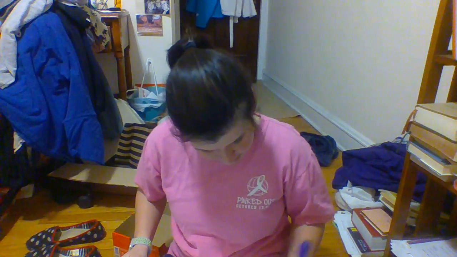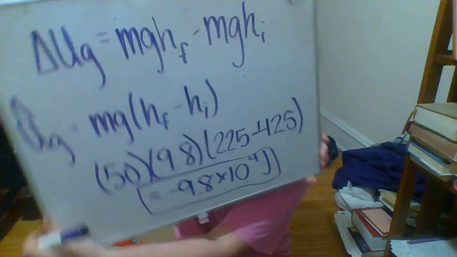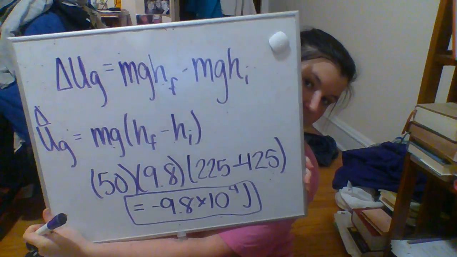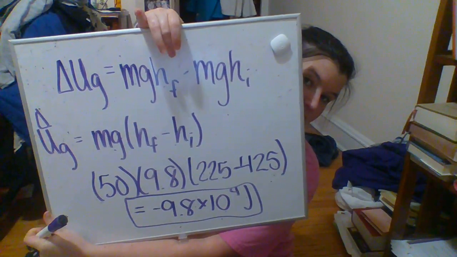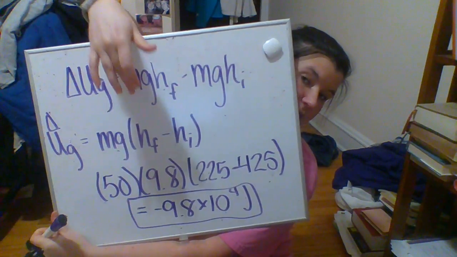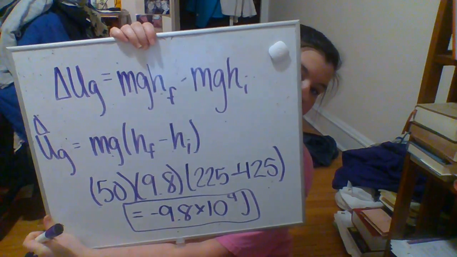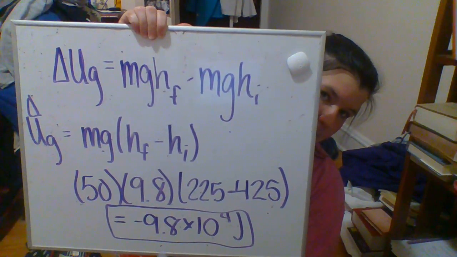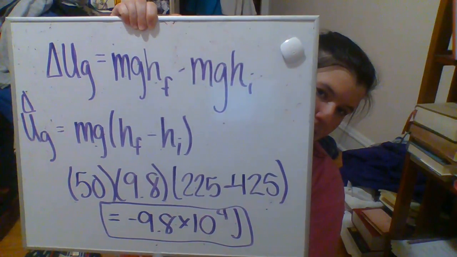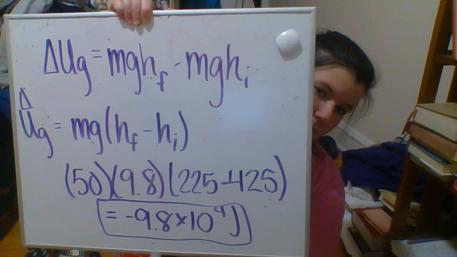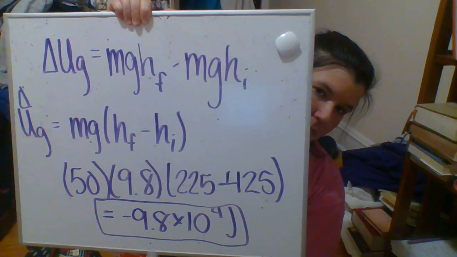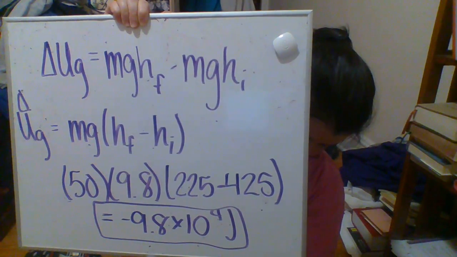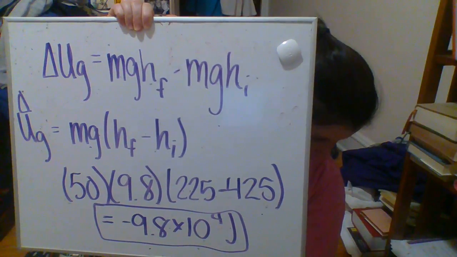This one might seem confusing at first, but it's really simple once you just know the change in UG is this. And then you can change it to this by taking out the common terms, and then you just put in the numbers. I'll give you all a second to write that down and think it over real quick.